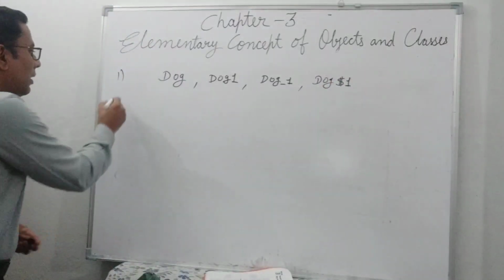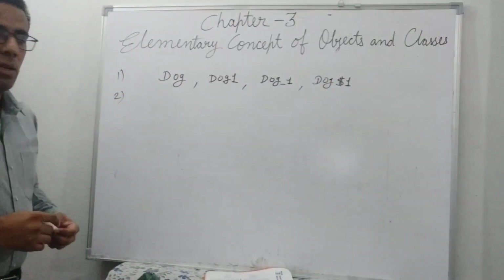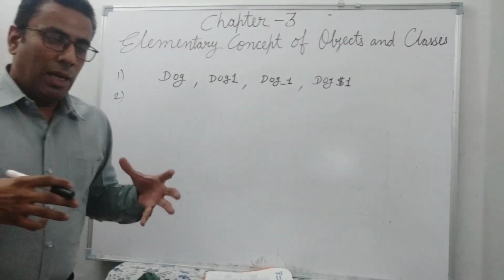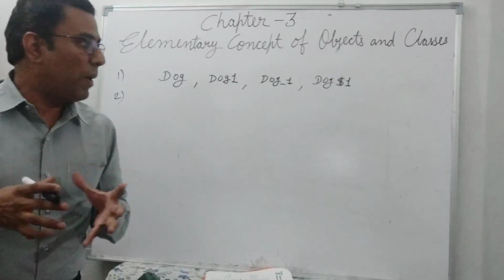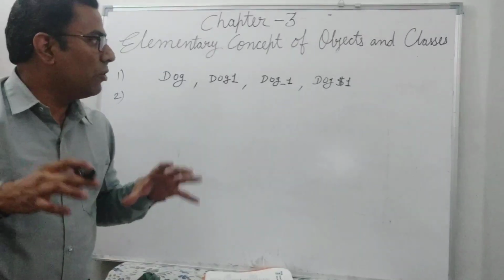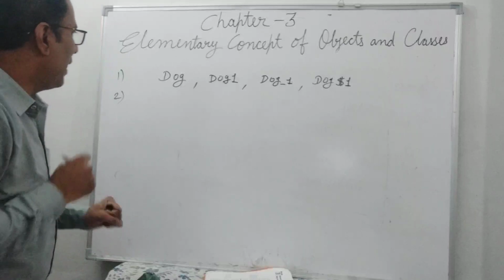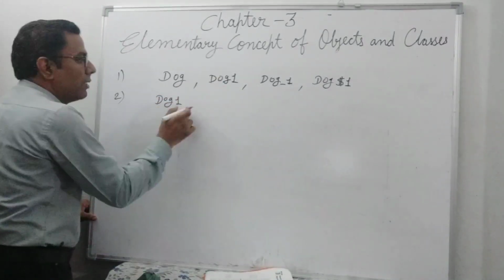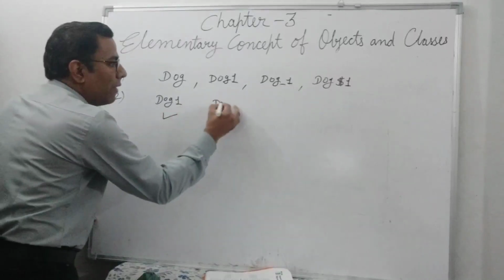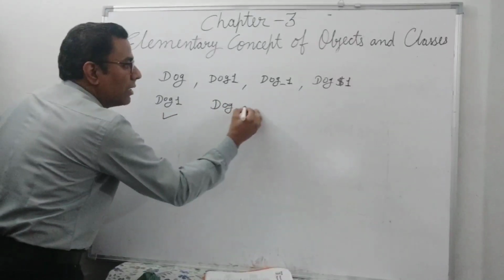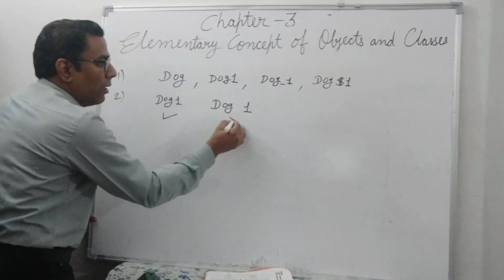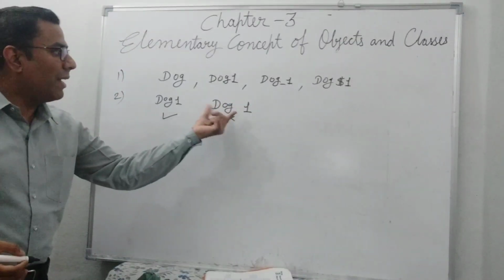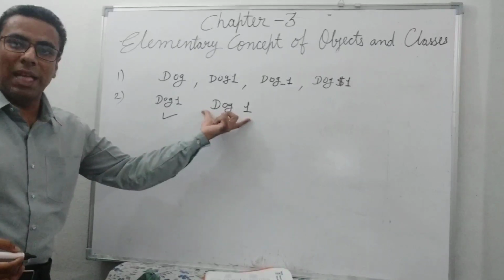The second naming rule to declare a class is that it cannot have spaces in it. You cannot use any space in the name. Suppose Dog1 is correct, but giving the name Dog, then a space, and then 1 is incorrect. So you cannot use any space in the class name.